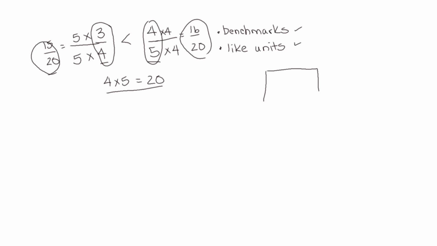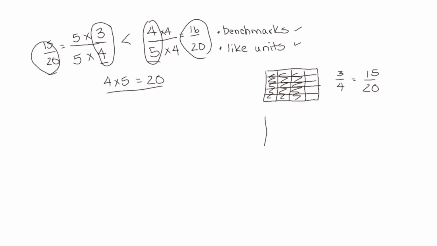So let's start with our first fraction, which was 3/4. And if we shade 3/4, that would be the first one. And in order to get 20ths, we need to divide this again into 5 equal-sized pieces. And now if we count, we see we have 20ths. And if we count the shaded units, we see we have 15.